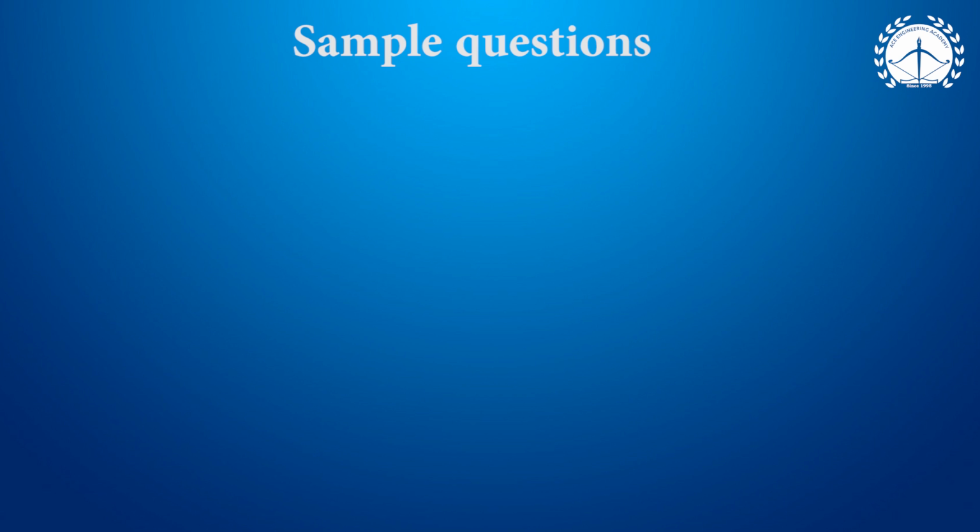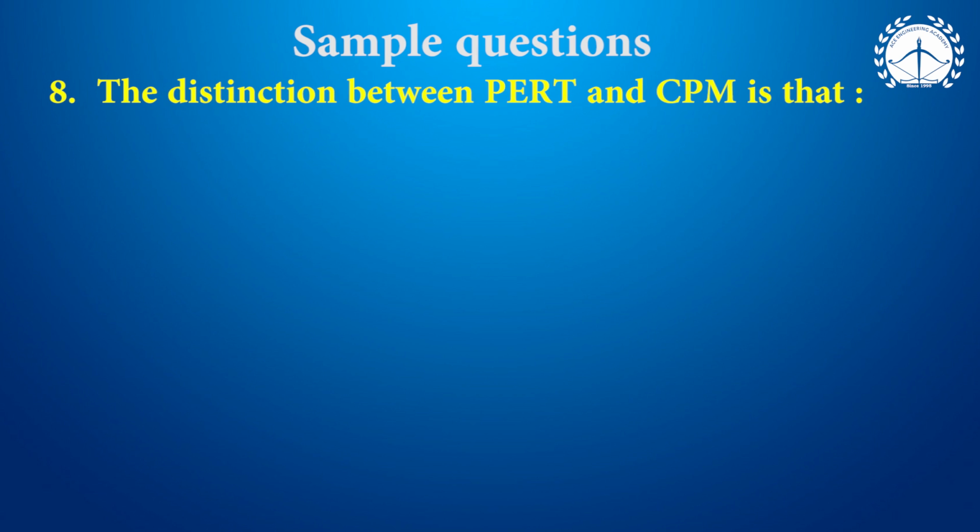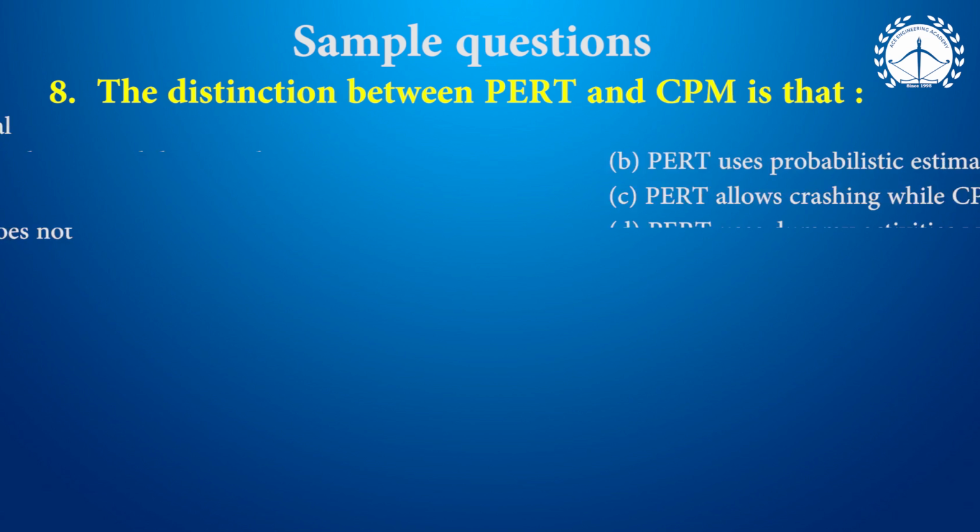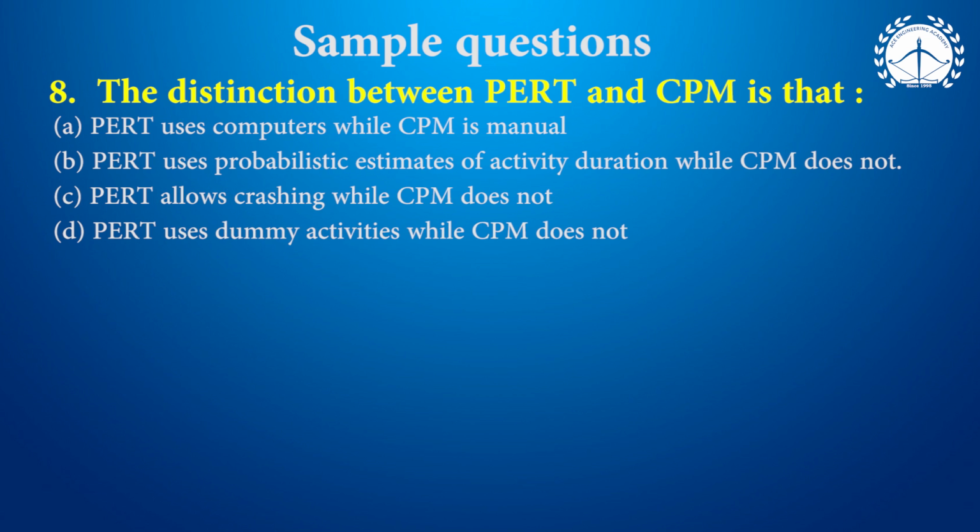And another example, PERT and CPM difference, they may ask. Here some options are there. So when you see the options, what would be the right option here? PERT uses probabilistic, CPM uses deterministic. That is the right answer.